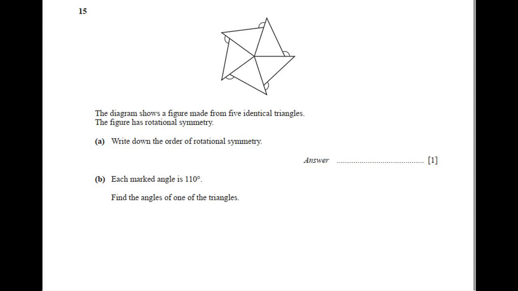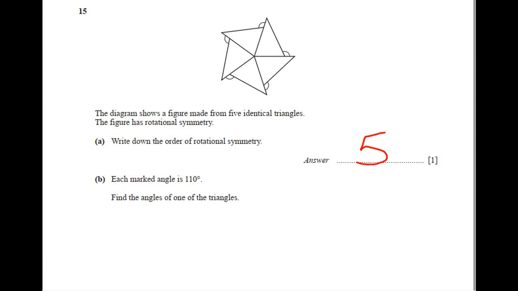Question number 15. The diagram shows a figure made from 5 identical triangles. The figure has rotational symmetry. Write down the order of rotational symmetry. So we have 5 identical triangles in this case, and also you can notice that we're given 5 of these angles which are the same. So the order of rotational symmetry will simply be 5.